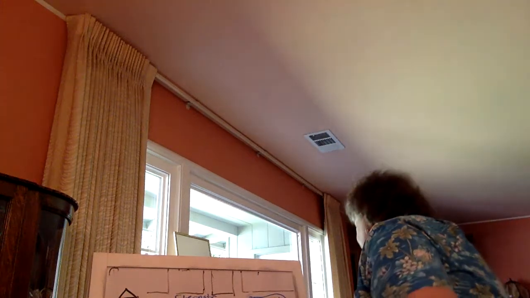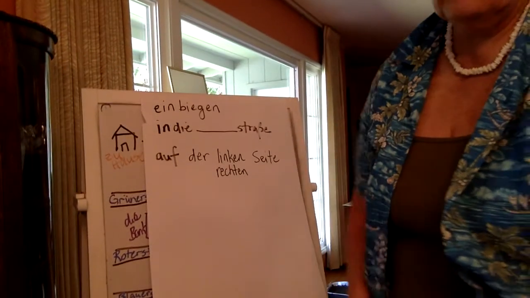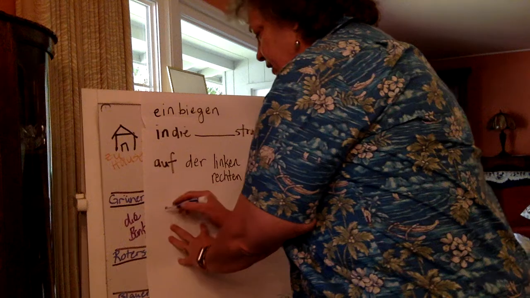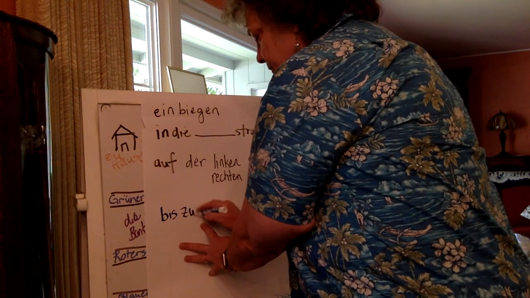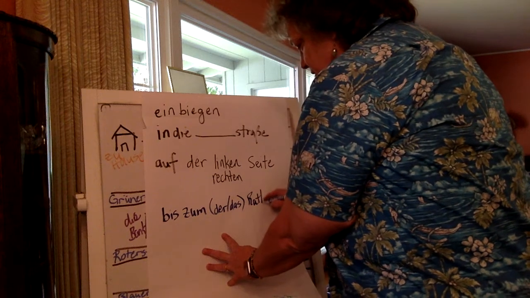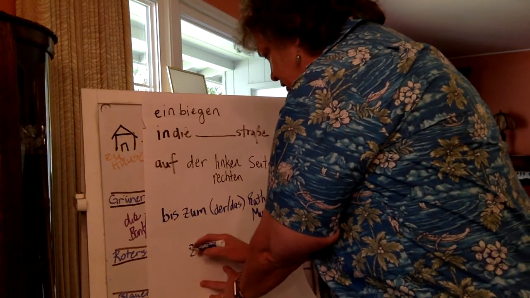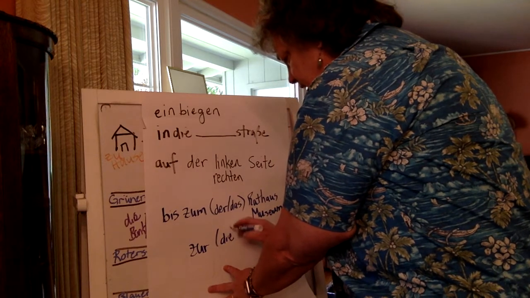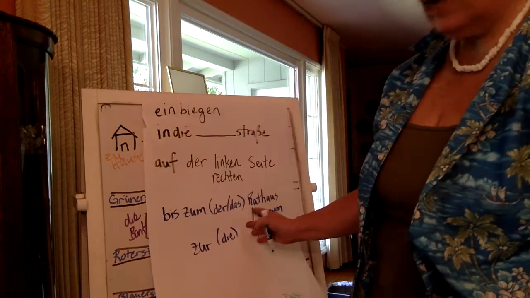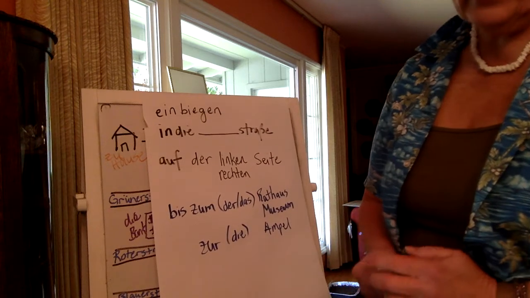I actually made you a little extra sheet of vocabulary to be sure that you get it all and add a few to what's in the book. So I'm going to go ahead and put that on here. Bis zum would be for der or das words, like Rathaus or Museum. And then bis zur is going to be for die words like Ampel. Okay, so du gehst bis zum Rathaus means you go to the city hall. Bis zur Ampel, you go to the traffic light.